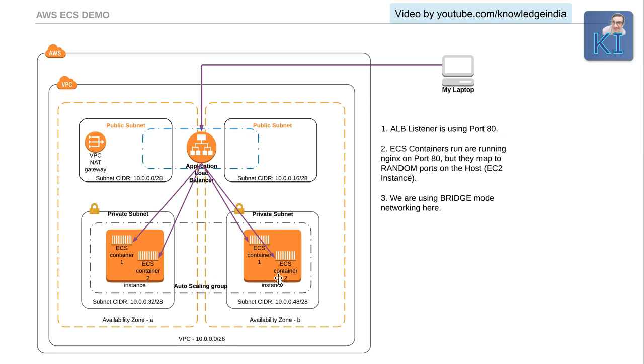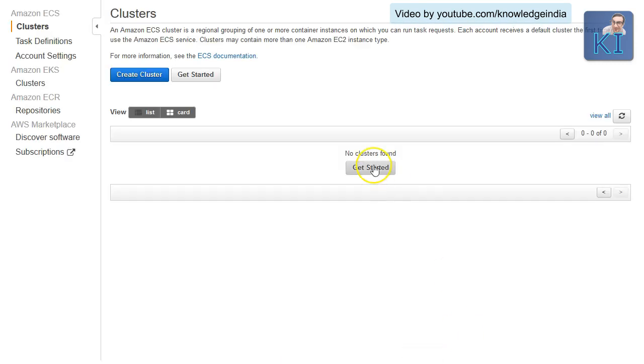Now, I will talk to you more about this diagram as we move forward. There are a few more details which I would like to talk about, but we will come back to this, right? So now let us go back to our console. As you can see, I'm in my AWS console. Currently, there are no clusters running. I'm in the ECS service. So first of all, we will go ahead and create a cluster.